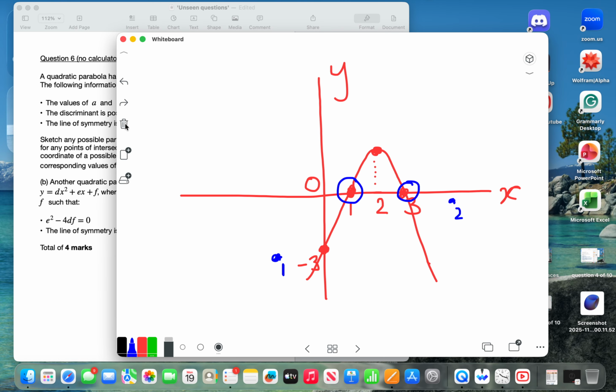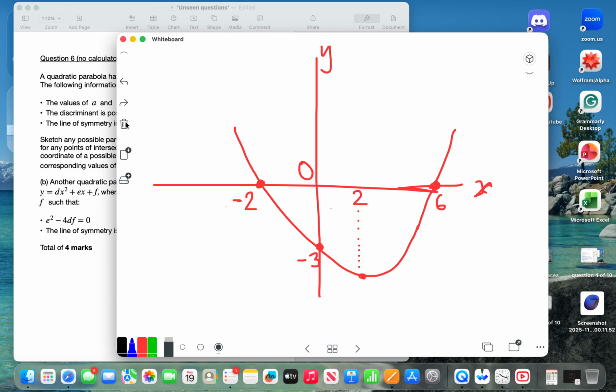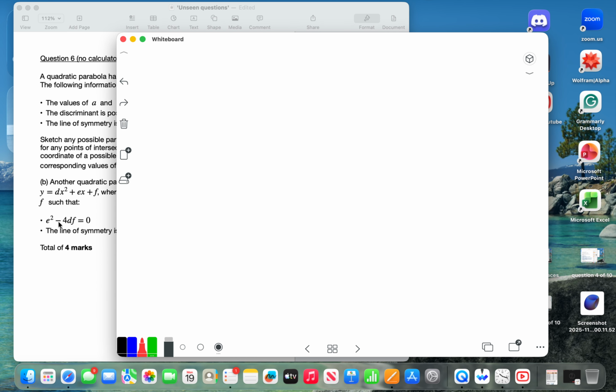Okay. I'm going to go one forward and I'm going to then wipe this one off. So e squared minus 4df is the discriminant. And if it's equal to 0, then we have two real and equal roots. So it will only intersect the x-axis at one point. It has to do that at just one point.